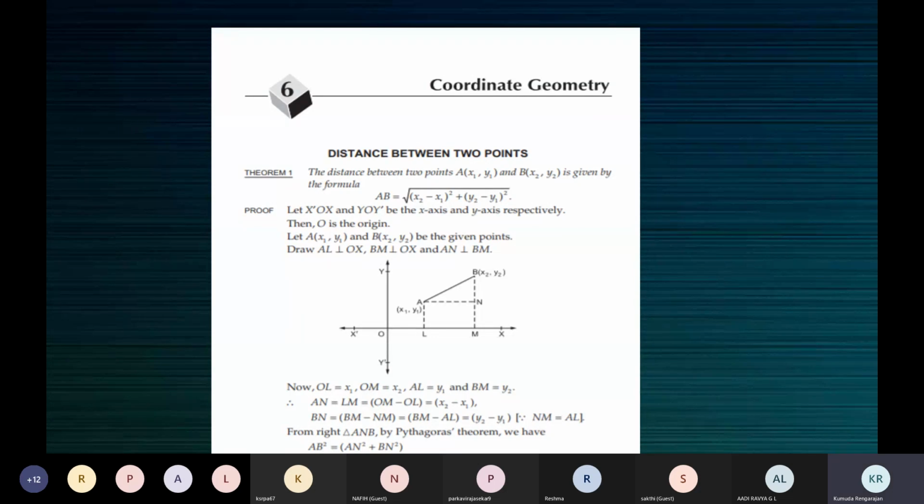Quadratic equations and statistics, we have covered these two chapters, which form a part of term 2 syllabus. So we'll just withdraw from that chapter, quadratic equations, and we'll start this new chapter, coordinate geometry, today.